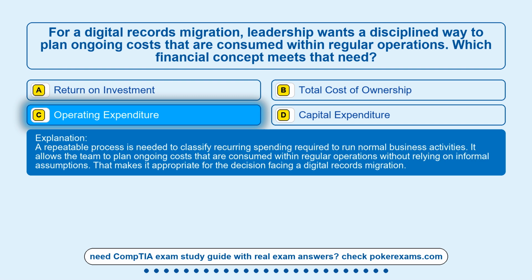A repeatable process is needed to classify recurring spending required to run normal business activities. It allows the team to plan ongoing costs that are consumed within regular operations without relying on informal assumptions. That makes it appropriate for the decision facing a digital records migration.